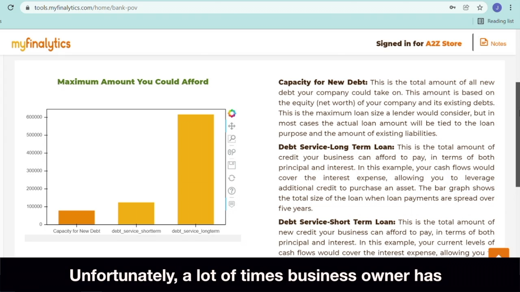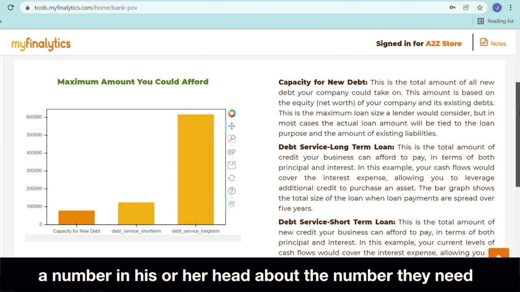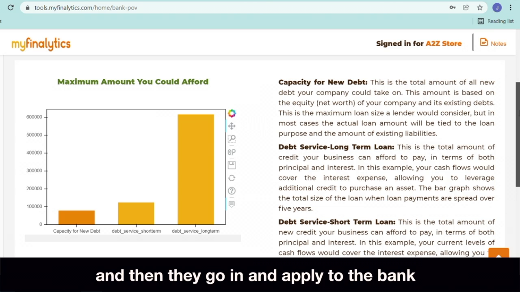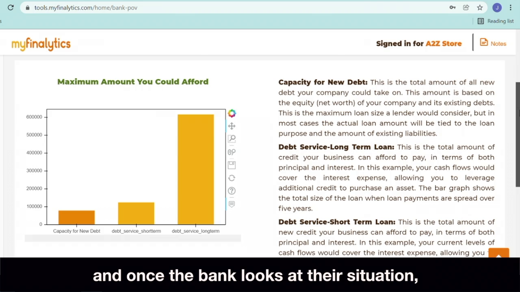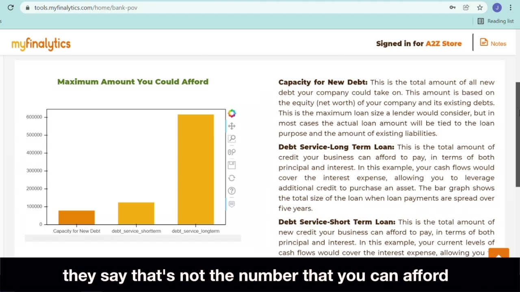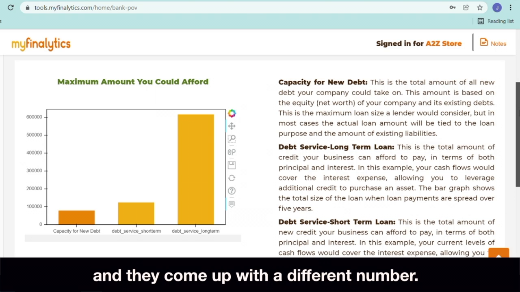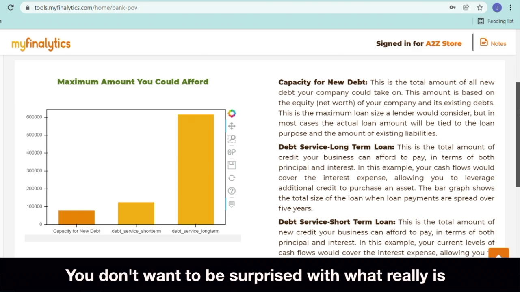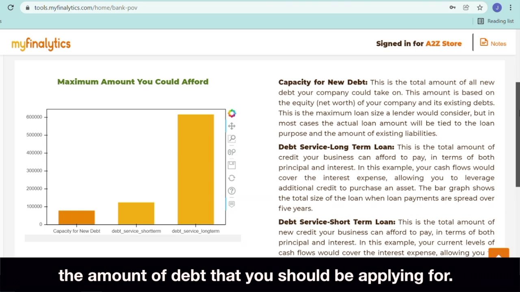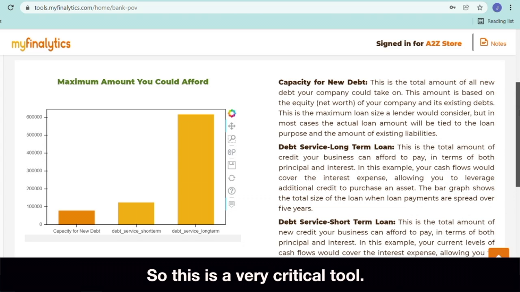Unfortunately, a lot of times a business owner has a number in his or her head about the number they need, and then they go and apply to the bank. And once the bank looks at their situation, they say that's not the number that you can afford, and they come up with a different number. You don't want to be in that situation. You don't want to be surprised with what really is the amount of debt that you should be applying for. So this is a very critical tool.